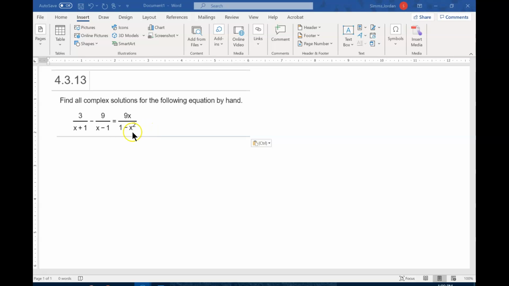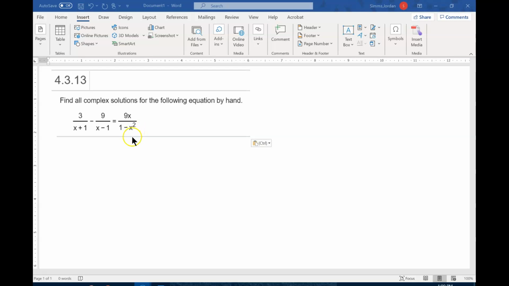A bit of a head scratcher because of two things, in my opinion. Number one, we have to use the LCD trick, which MyMathLab admittedly doesn't do a great job of showing you, so I'll explain that. But also look right here under this denominator. This is super weird looking, this 1 minus x squared. Technically in math, this is correct because the x squared is negative, so it's okay to write that second.